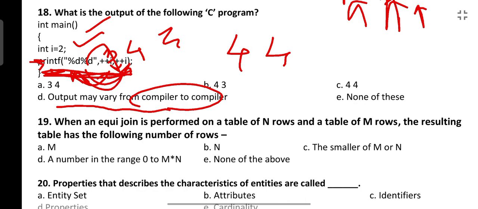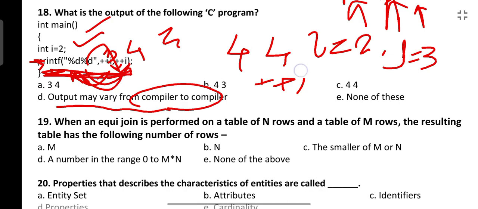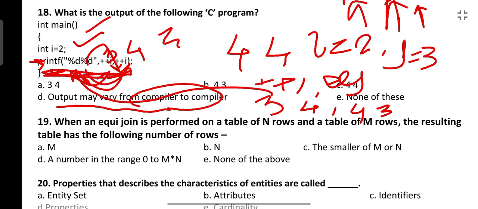Suppose I give some other example. Let's say i is equal to 2 and j is equal to 3, and we want to print ++i and ++j. So ++i will become 3 and ++j will become 4. At that time the output can be 3 4 or 4 3, because the compiler can map any %d with any i or j. So at that time the output will depend on the compiler, but for this particular question it will always be 4 4. So I hope this is clear.